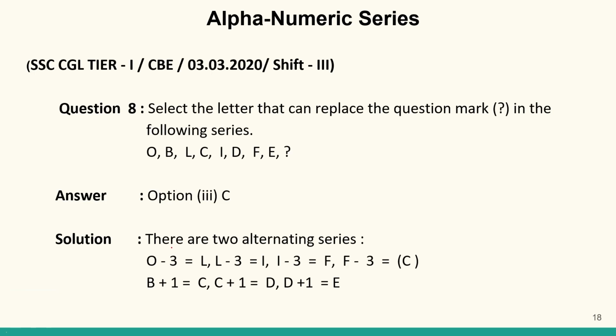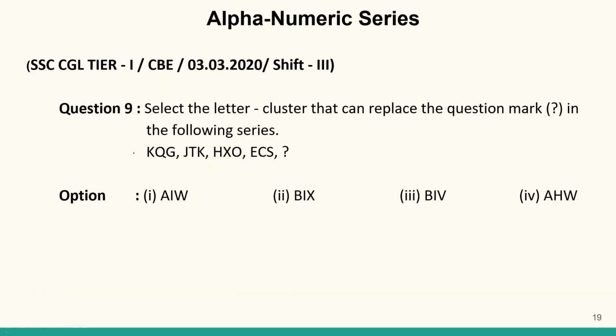See here. O, then L, then I, then F, and then C. And another series was B to C to D to E. So after this, after C, we will get F, because this is one series and this is the other series. Okay. So this is a series problem in which 2 series were combined. Now again, if we get something like this, we have to treat them as 3 different series.